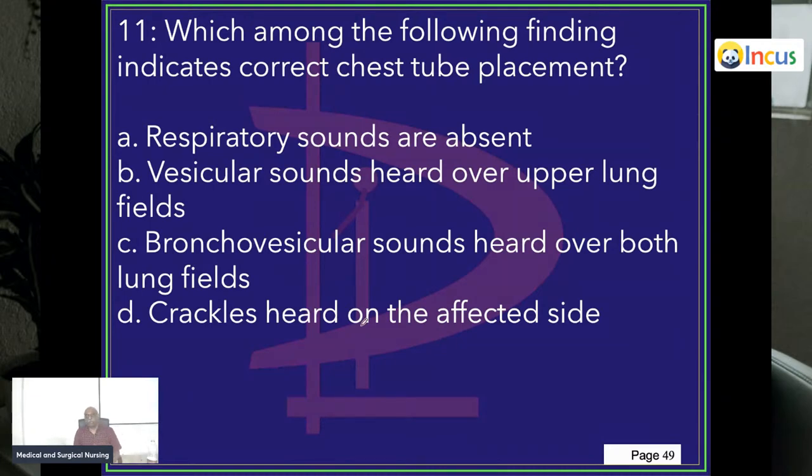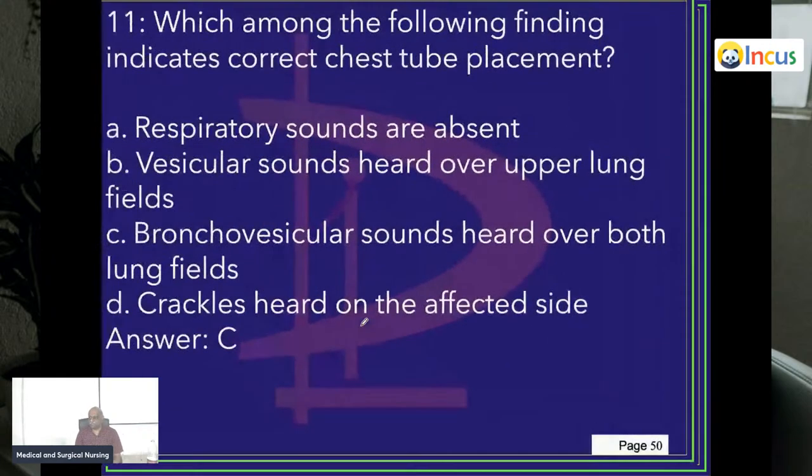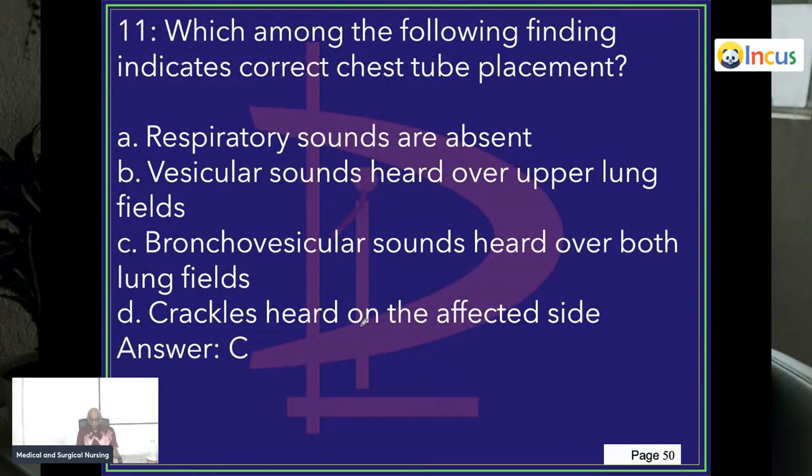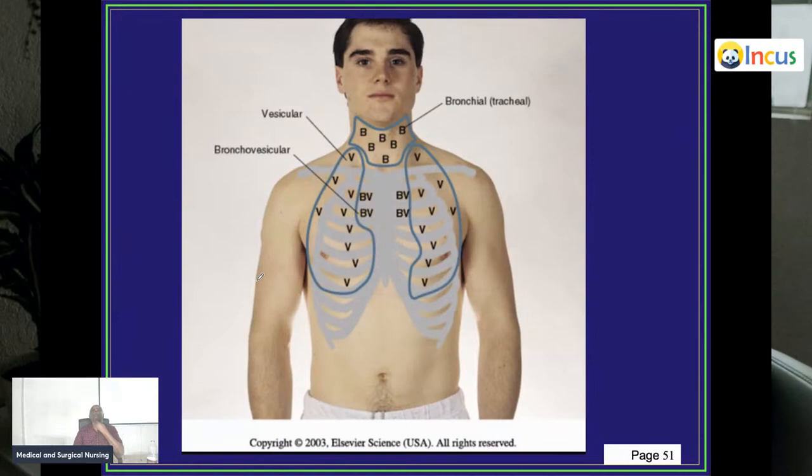So now, what is the correct chest tube placement? If the chest tube is placed and the lung has expanded, you should hear bronchovesicular sounds, which means the lung is expanding. So you should know, if you put the stethoscope on the trachea, the sound that you listen to is called bronchial sound. At the apex of the lung, if you put the stethoscope, that sound is called vesicular sound. And the remaining parts, centrally, it is called bronchovesicular sounds.